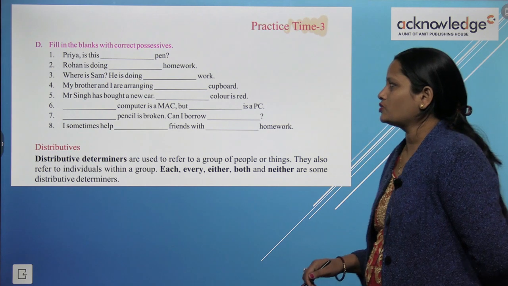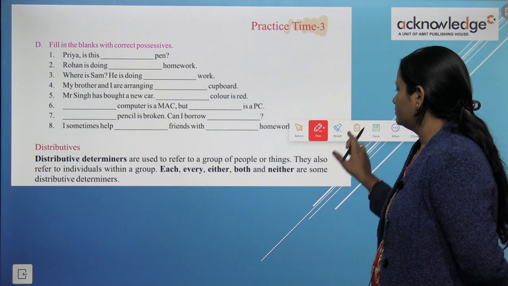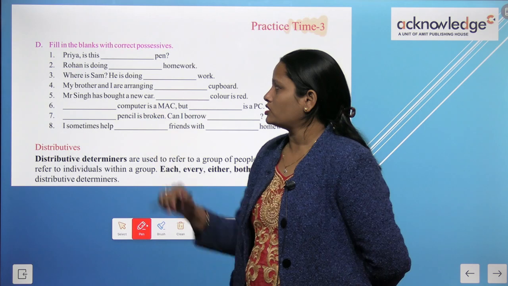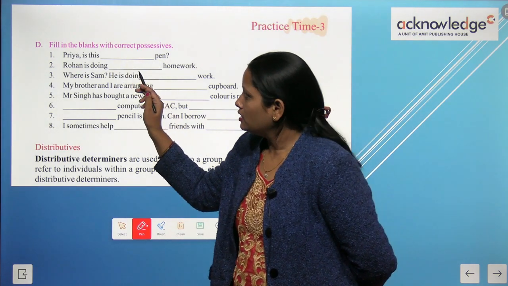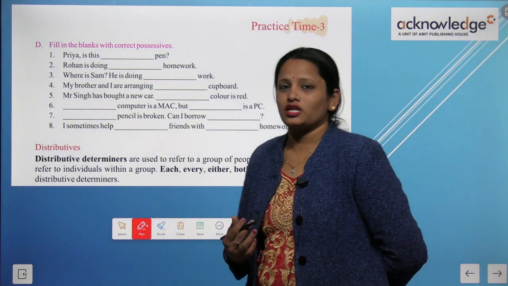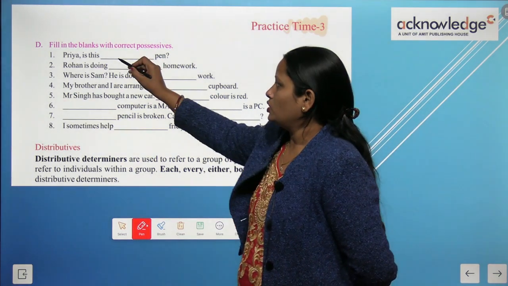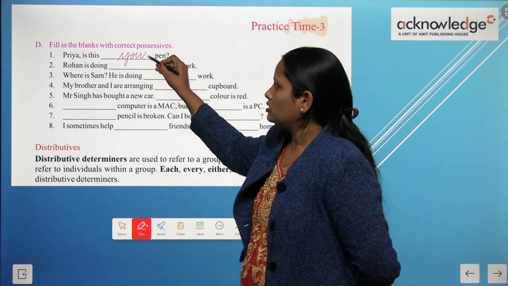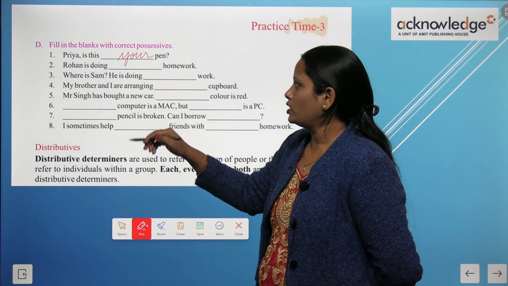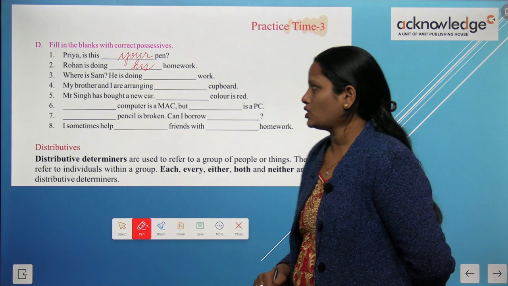Now fill in the blanks with the correct possessive. So here children we have to fill in the blanks with correct possessives. Priya is this dash pen. So Priya से हम क्वेश्चन पूछ रहे हैं तो प्रिया से क्या पूछा हमने? Priya, is this your pen? Next, Rohan is doing dash homework. So Rohan is doing किसका homework कर रहा है? His homework. So he is doing his homework.